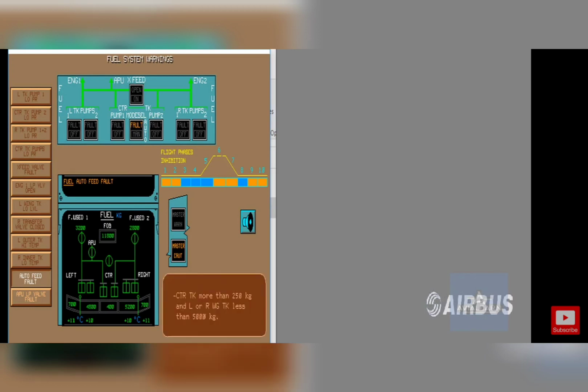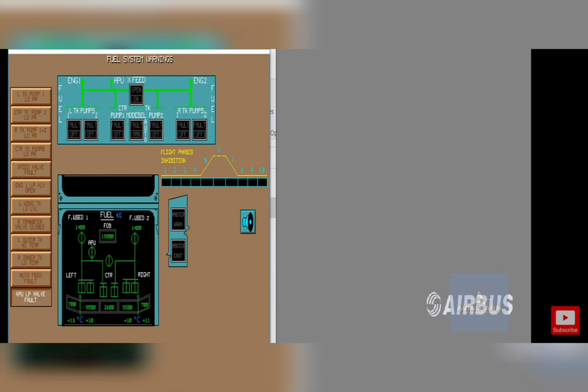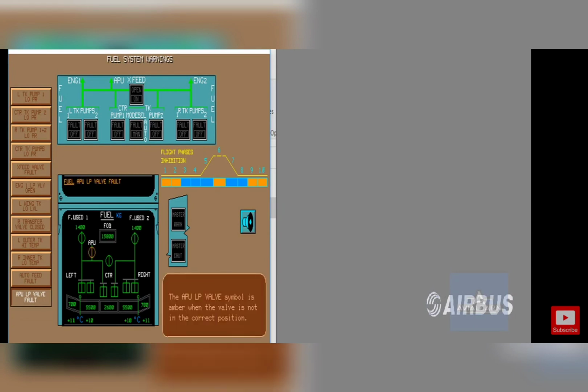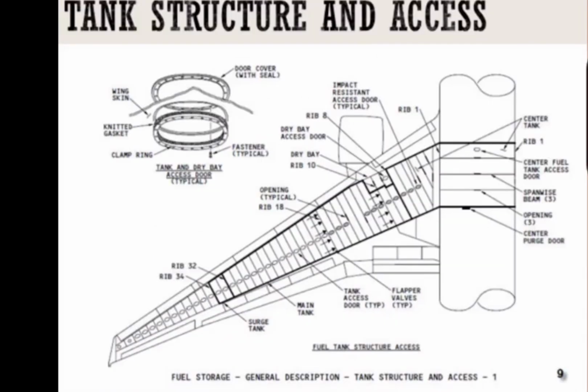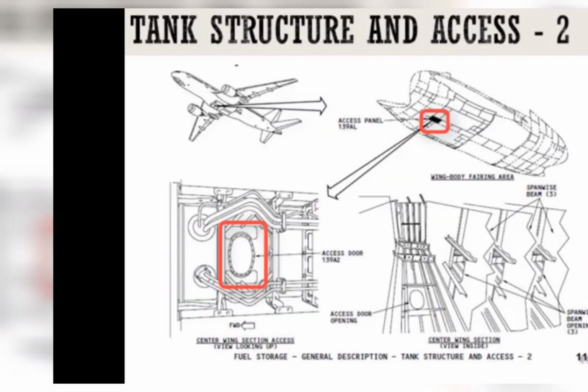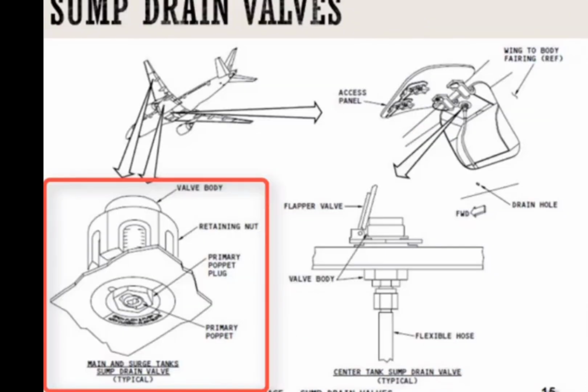Now, when the APU low pressure valve is reached, it will show in amber color. In the same way, we can see the APU valve symbol is amber when the valve is not in the correct position. Now we'll see a picture of the Boeing 777: the access door that they have, and the surge tank. This is the access door of a Boeing 737 aircraft.